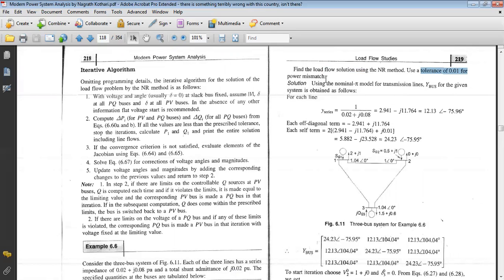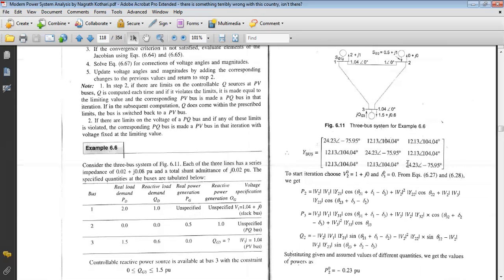This is the power mismatch tolerance level. Now, whenever we find the Y bus matrix or bus admittance matrix, next we have to determine the real and reactive power to find the power mismatch.